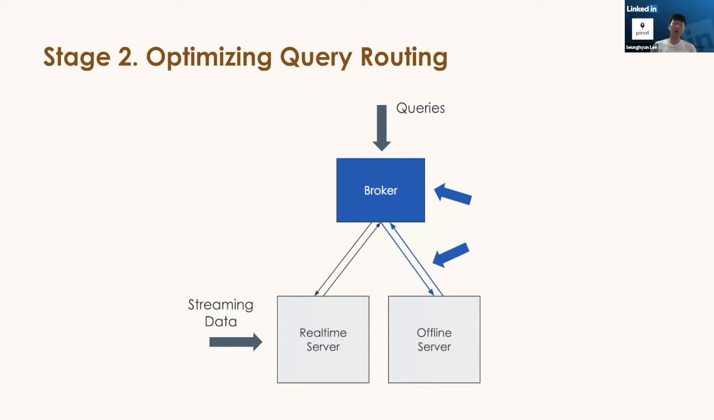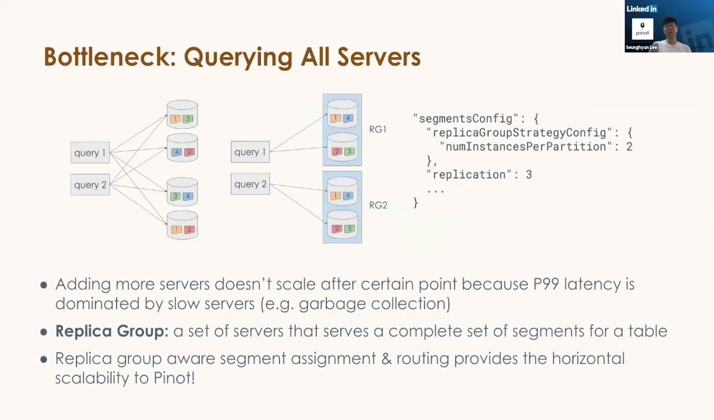The main bottleneck for broker routing was the fact that we query all servers for each query. If we do so, adding more servers doesn't scale after a certain point, because 99 percentile latency is dominated by the slow servers. The solution for this is to control the number of servers to fan out. So we introduced the concept of replica group, which refers to a set of servers that serves a complete set of segments for a table.